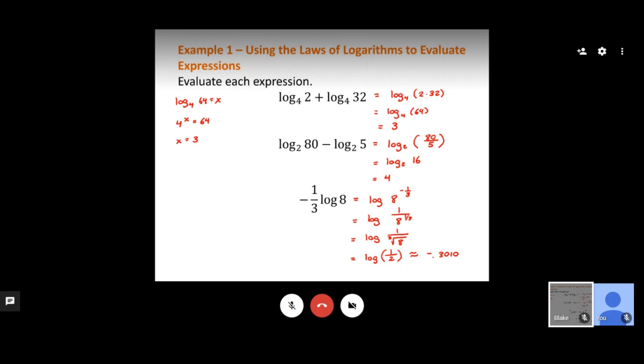Just so you know, if you were in WebAssign, it would tell you how many decimal places to round to, or if it didn't tell you how many places to round to, then it expects an exact value. In this case, all you would be able to do for an exact value is stop right there with log of 1/2, because there is no other exact value that you could get for that. You'd have to get a decimal approximation. Any questions on that one now?